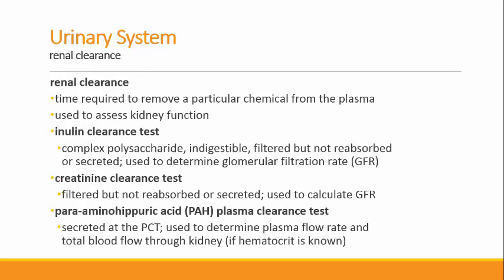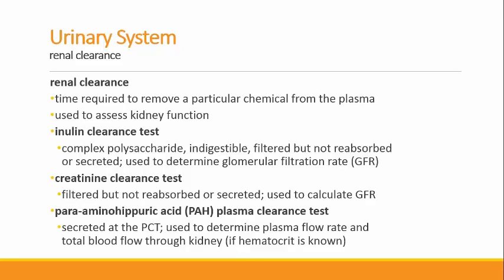The renal clearance time, remember there's a renal plasma threshold. That's the amount that we can remove from urine of a material as it passes through the nephron tubule. Renal clearance is the time required to remove a particular chemical from the plasma through complete reabsorption or tubular secretion. This renal clearance is the time required to get a material out of blood plasma and into urine. And we use renal clearance as a means of testing the capacities of the kidney to function.